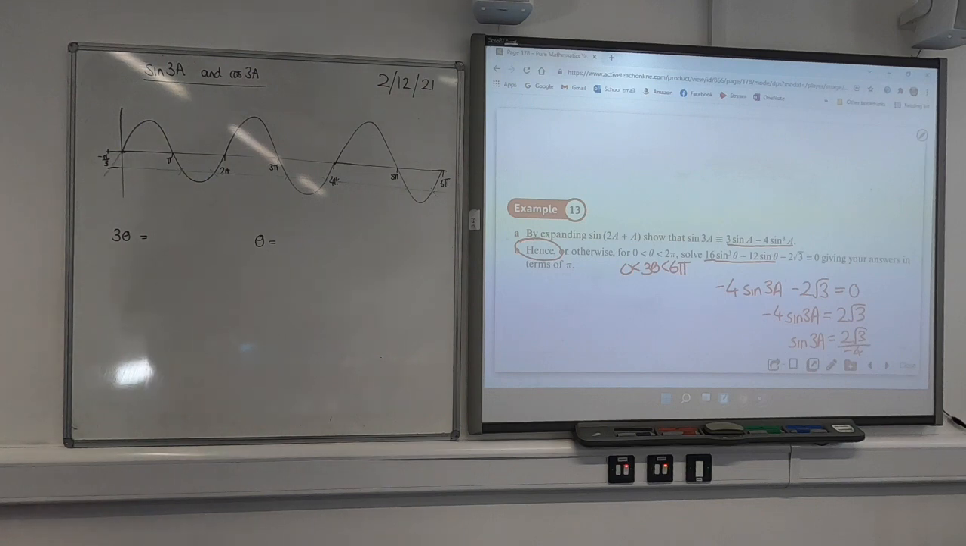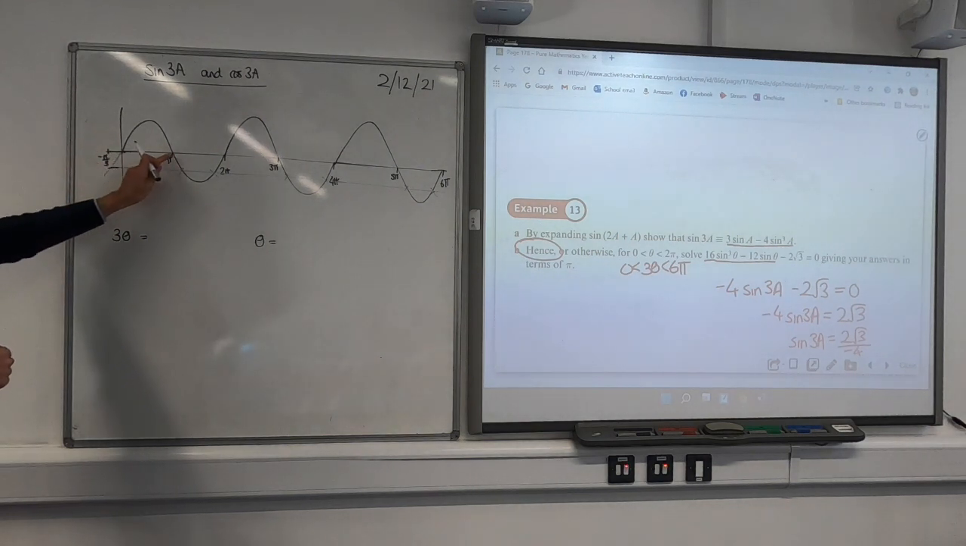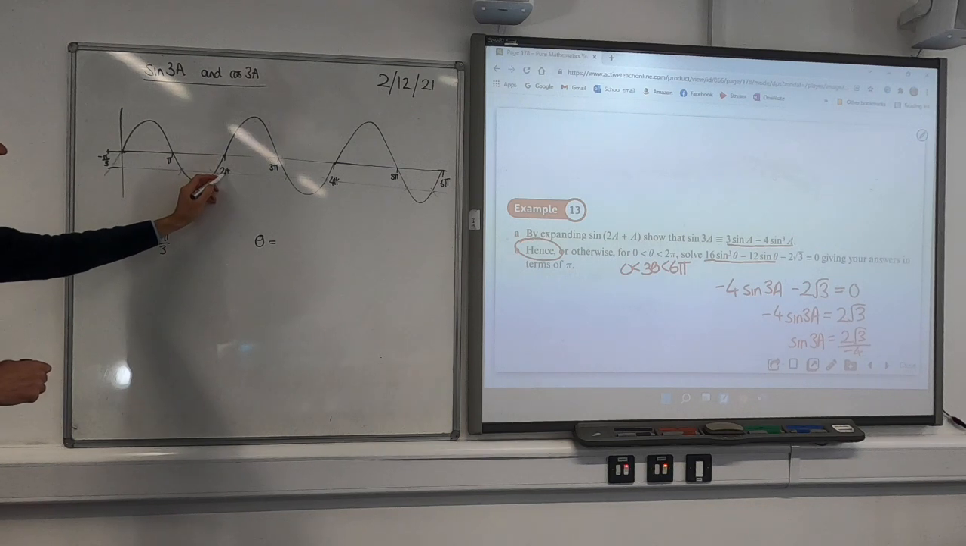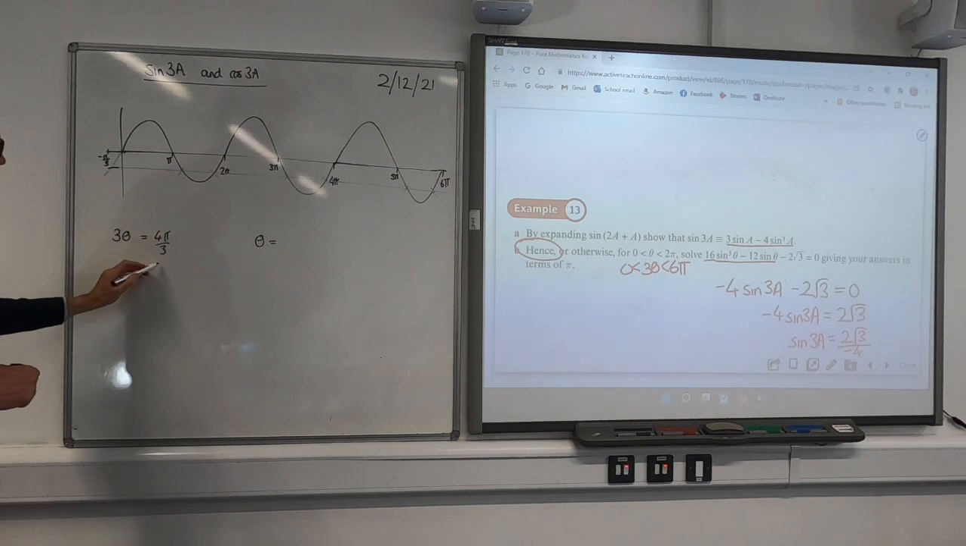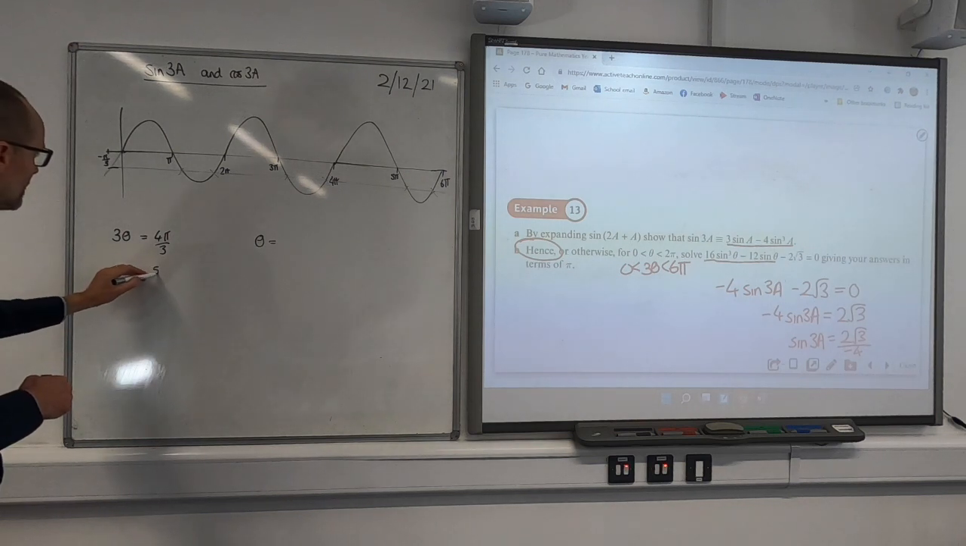So you get minus pi over 3, so this gap here is a third of pi, and that gap there is a third of pi, so that's 3/3, so that's 4/3 of pi. And then this is 6/3, isn't it? So that'll be 5/3, yes.